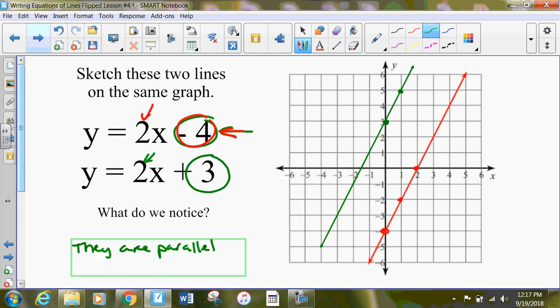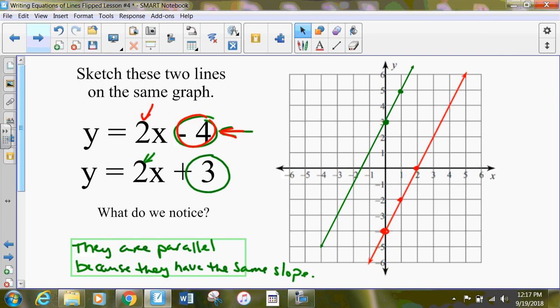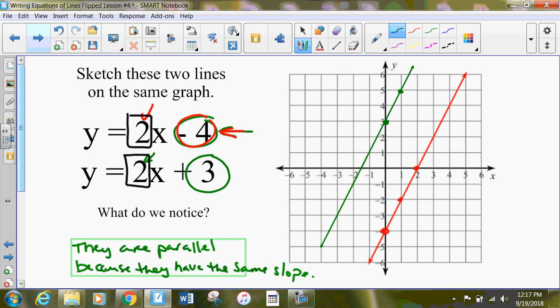And the reason why they're parallel is because they have the same slope. So if I'm writing this down, make sure you're writing it down on your paper. Here we notice that both of these equations had the same slope, the slope of 2. So it would make sense when we graph the lines that we would have two lines with exactly the same slope. And because they have the same slope, they are parallel.